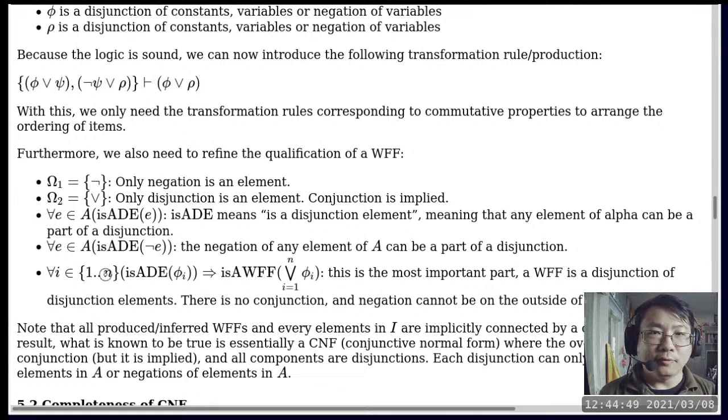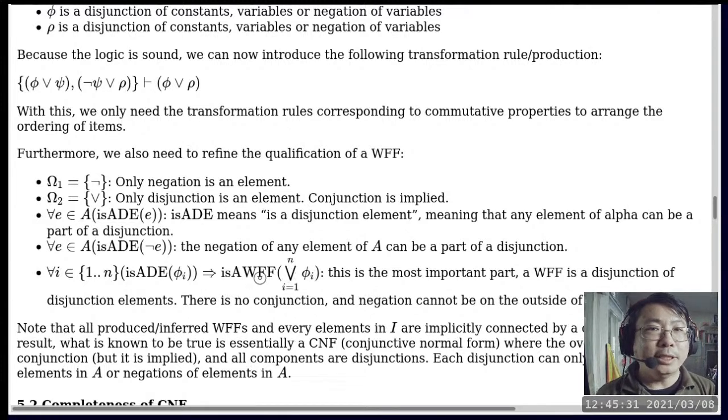So I use quantified notations, simply because I don't know how long your disjunction is. This is just my way of saying, let's say you have a disjunction. Let's say you pick n items. Each one is a disjunctive element, which means each of these phi i is either an element coming from alpha or the negation of an element coming from alpha, and we have n of these things. So the disjunction of all of these phi's is a well-formed formula.